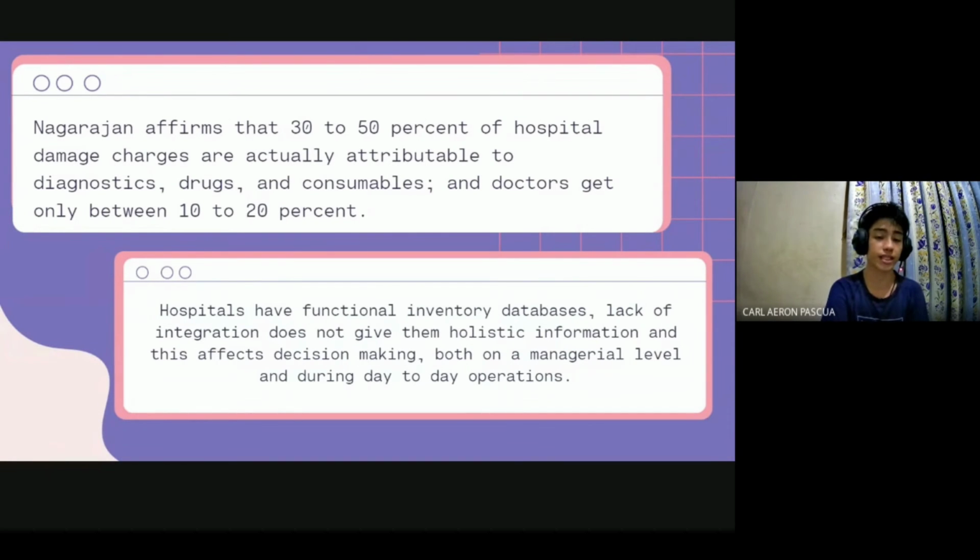These have functional inventory databases. Lack of integration does not give them holistic information, and this affects decision making both on the managerial level and during day-to-day operations.